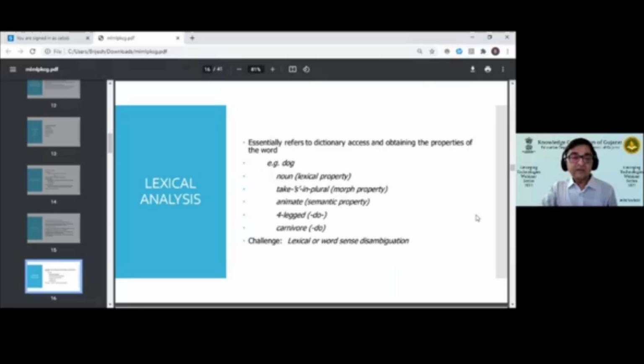For example, if you search for the word dog, dog has many properties attached to it, lexical and semantic, both. For example, it is a noun, which is a lexical property. It takes S in plural, which is a morph property. It is animate. This is a semantic property. We are talking about the semantics of being a dog. So it is animate, it has four legs, it is a carnivore. These are semantic properties. And the challenge here is sense disambiguation at the lexical level and also at the semantic level.